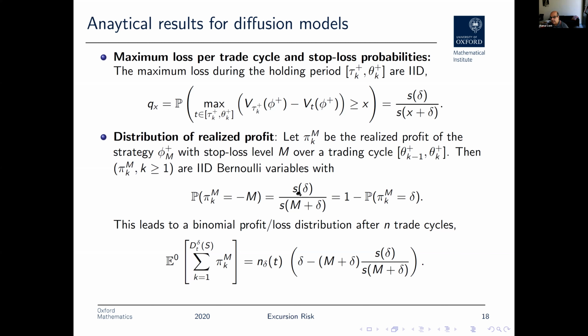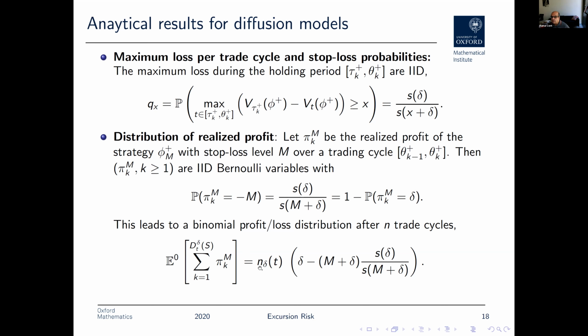So you can see that as soon as I give you the scale function S, you can calculate all these things. And this is very interesting because these are very useful quantities. In general, if I tell you to compute this starting from an infinitesimal description, it's not easy, but if you know the scale function and if you know this trick, then it's trivial. In particular, this leads to a binomial profit-loss distribution after n trade cycles, which is just the sum of these IID variables. So very easy.